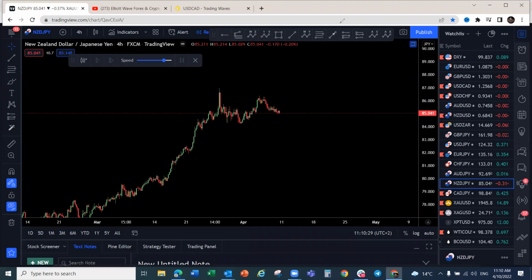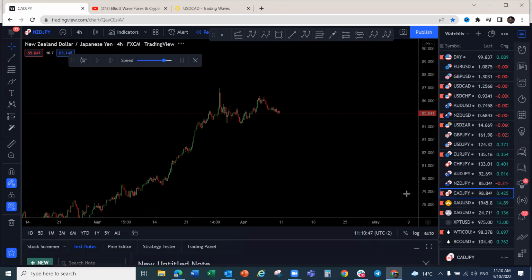Okay, so that is AUD yen. New Zealand yen. Looking at the New Zealand, we've got 3 waves down, we've got 3 waves up. We're looking for this one to make another 3 waves to the downside before pushing to the upside. We may even have a blue box here before resumption of the move to the upside on New Zealand yen. All right, then lastly on the yen pairs is CAD yen.